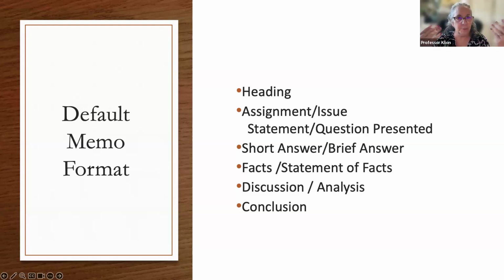Then after that, and that would be the intro that I just talked about, you have a short answer, which is what your reading called it, or a brief answer, which is more formal. And it's what the picture on your screen will show. Then you have facts, or a statement of facts, which are the facts of your case. Then you have your discussion or analysis, and then you have your conclusion.